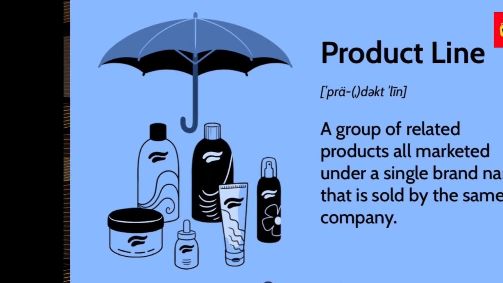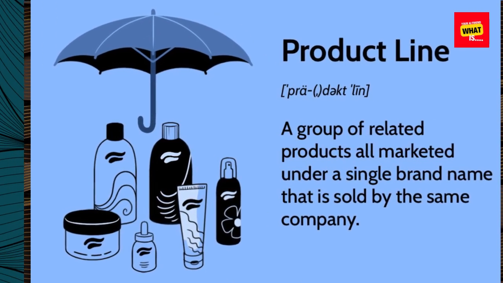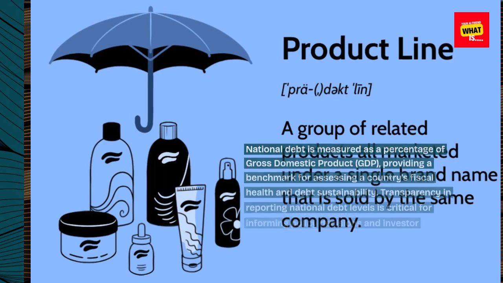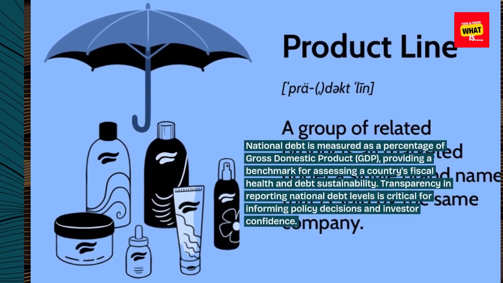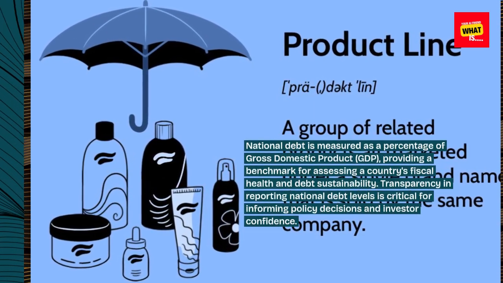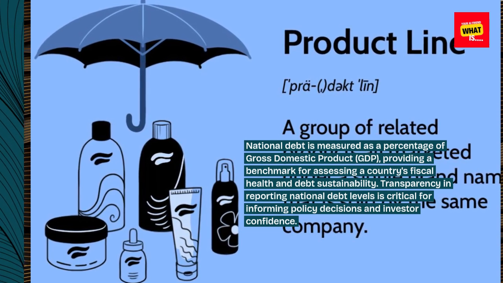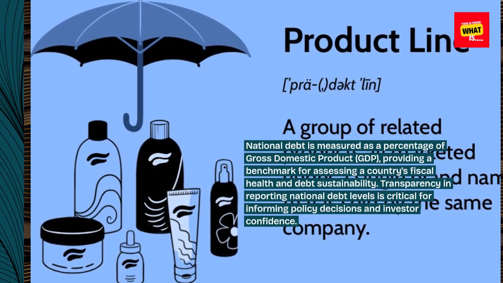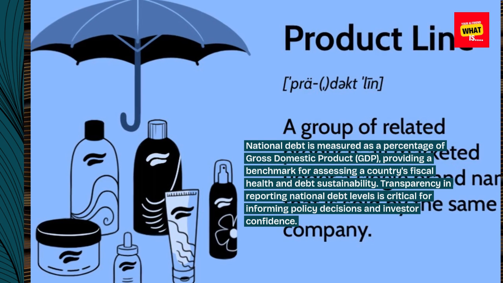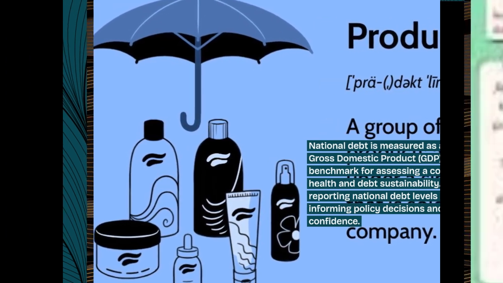Measurement and transparency. National debt is measured as a percentage of gross domestic product, GDP, providing a benchmark for assessing a country's fiscal health and debt sustainability. Transparency in reporting national debt levels is critical for informing policy decisions and investor confidence.